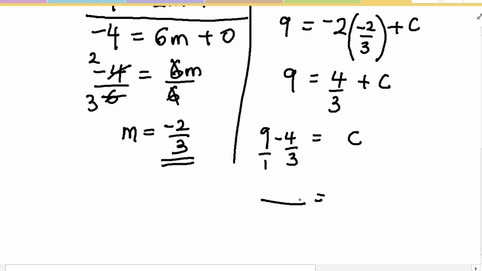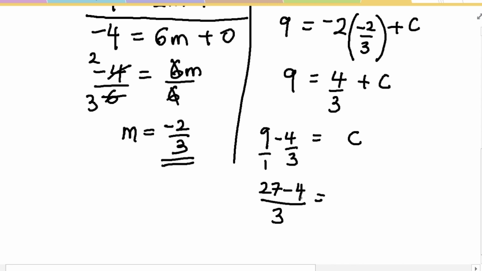So the LCM here is 3. 3 divided by 1 is 3, 3 times 9 is 27. Then 3 divided by 3 is 1, 1 times 4 is 4. That's 27 minus 4.